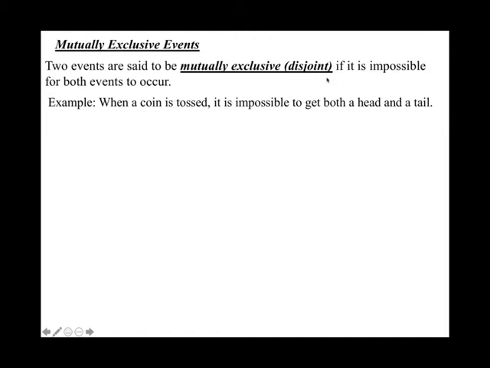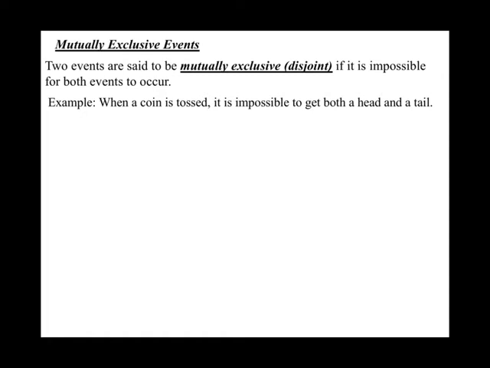Two events are said to be mutually exclusive if it is impossible for both events to occur. Mutually exclusive is also called disjoint. For example, when a coin is tossed, it is impossible to get both a head and a tail. When you toss a coin, you can only get head or tail, right? You never get a head and a tail at the same time. So we could say head and tail are mutually exclusive events.